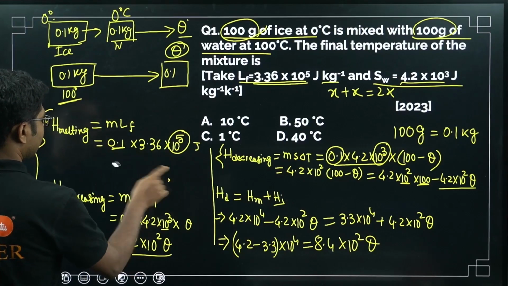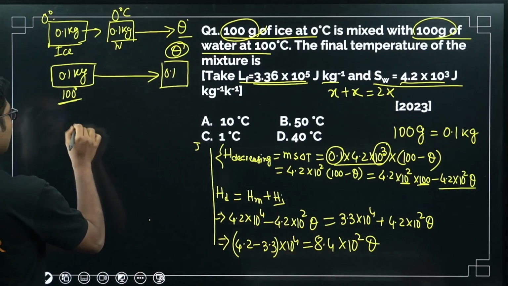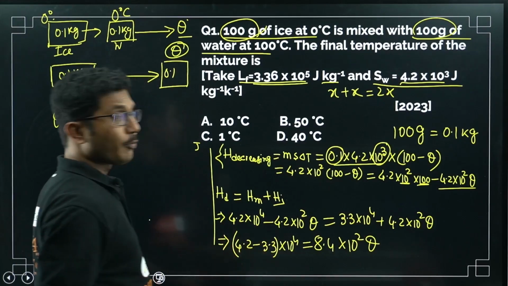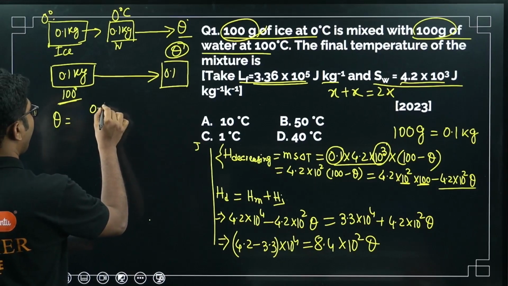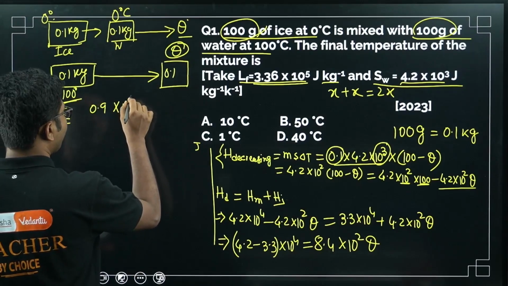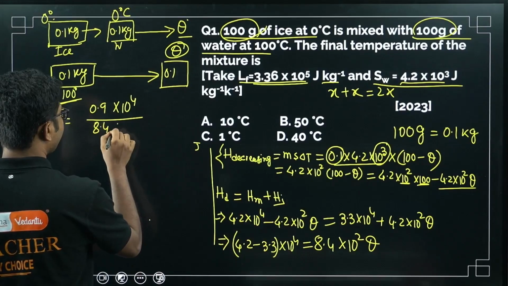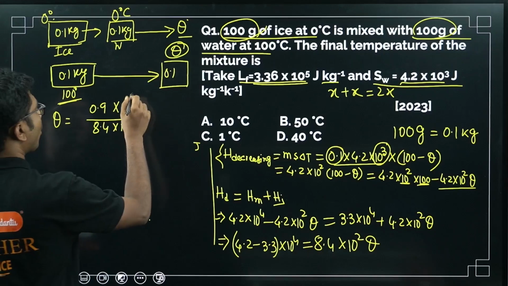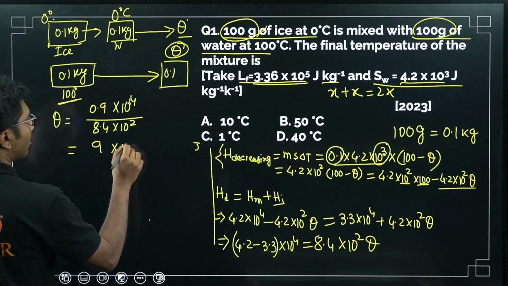Now I have to erase one of them. Let me erase this one, this side. What is the value of theta here? So theta will be equal to 4.2 minus 3.3. What is the value? 0.9, right? 0.9 times 10 to the power of 4 divided by 8.4 times 10 to the power of 2, right? Now let me borrow one of the 10 from this. So we will get that 9 times 10 to the power of 3.